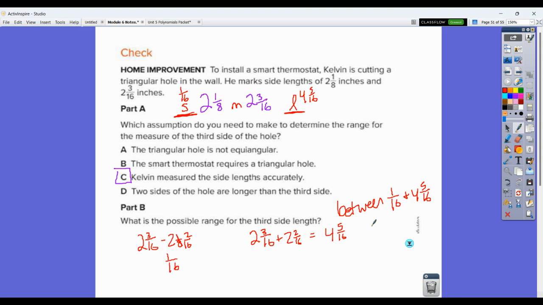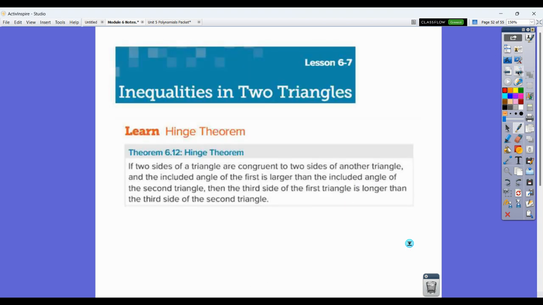Or if we want to write it as an inequality, I can call this third side length x, and I can say that 1/16 is less than x, which is less than 4 5/16. So I'm essentially saying any value that is between those two things there. So one of those ways to write it is kind of what you're trying to do there. And how do you find it? You subtract the two values, you add the two values to find that smallest and largest possible length.